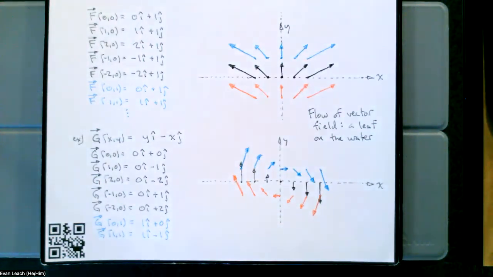The other thing that we're going to want to think about is, what if we're in this vector field and we have another path in mind? So you'll want to think about a path through the vector field.